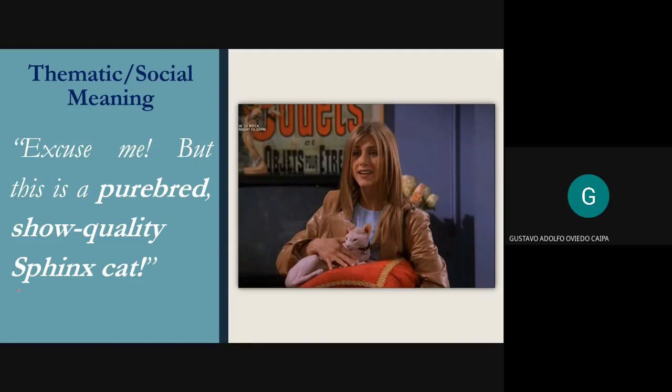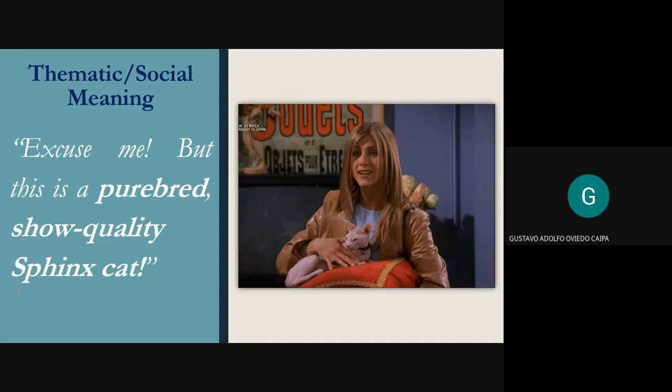The other aspect will be social meaning. Remember that social meaning is what the words say about the social characteristics of the speaker and many other aspects, right? Like if they are educated, if they're using slang, if they come from a very particular region.